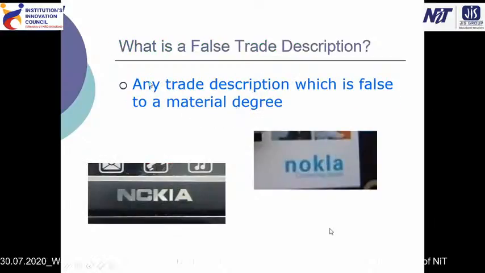Okay, this is the example. Suppose this is the original Nokia phone, and someone launches a phone called Nokia, with the same picture, same look, same function, but it is a duplicate. This is piracy. A false trade description to a material degree is illegal and a punishable offense. Okay, next.